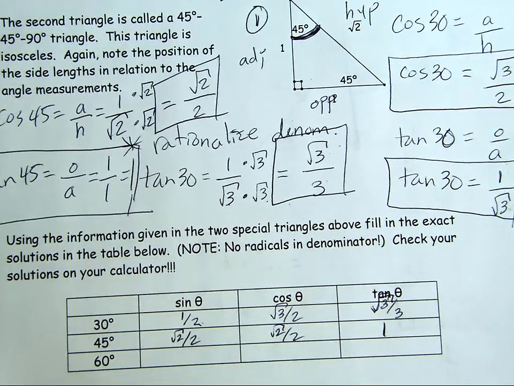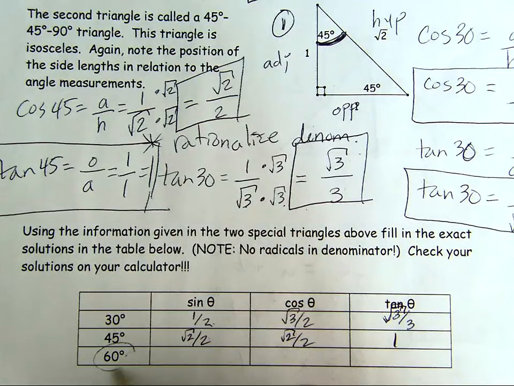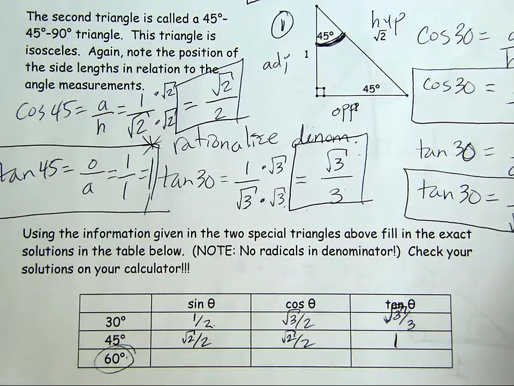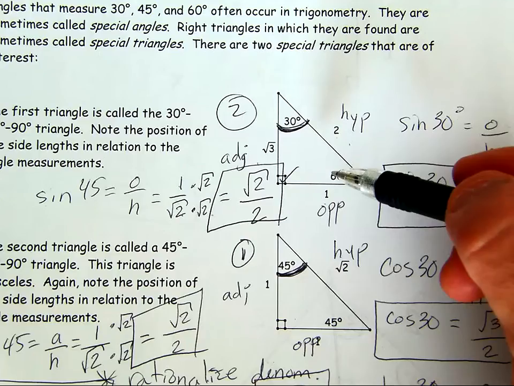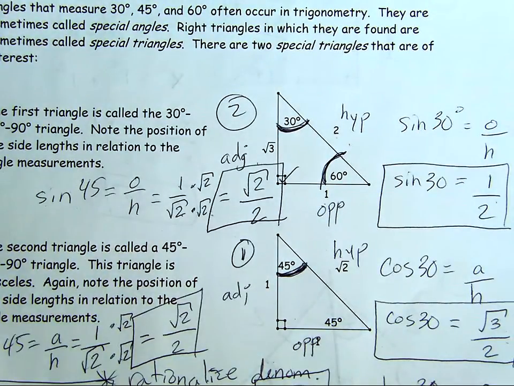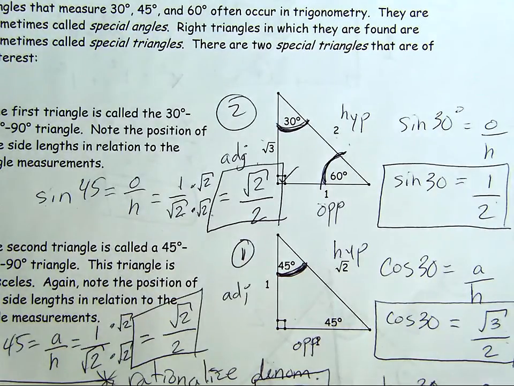I will let you do the sine, cos, and tan of 60 degrees. You can use your book as well. But just remember, you will be using this triangle here, but you will be labeling the triangle according to the 60 degrees rather than labeling it according to the 30, where this will be opposite, adjacent, hypotenuse, and you can figure out what the sine, cos, and tan of 60 degrees are using this triangle here.